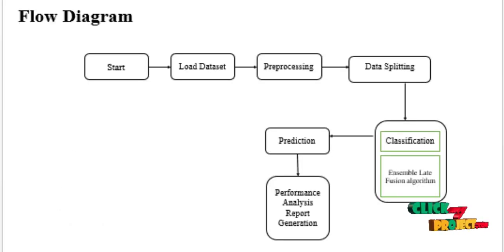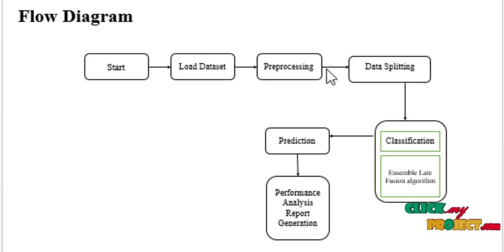This is the flow of our project. First we start our project. We take the dataset from a website like Kaggle or GitHub. After that we load our Android malware dataset. After loading we go to pre-processing. Here we handle missing values and do label encoding.